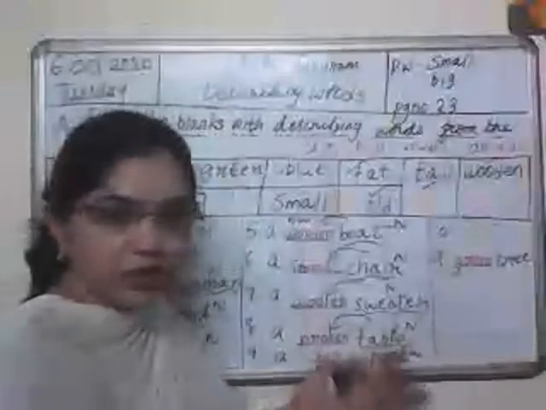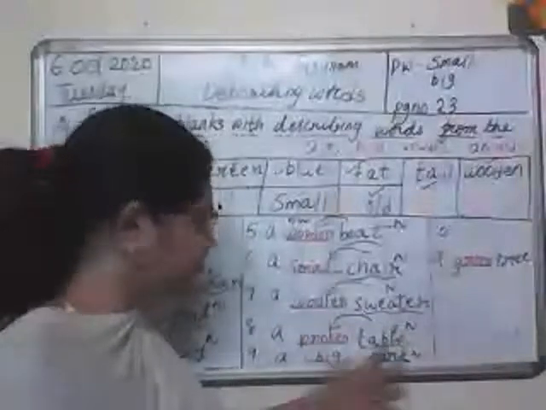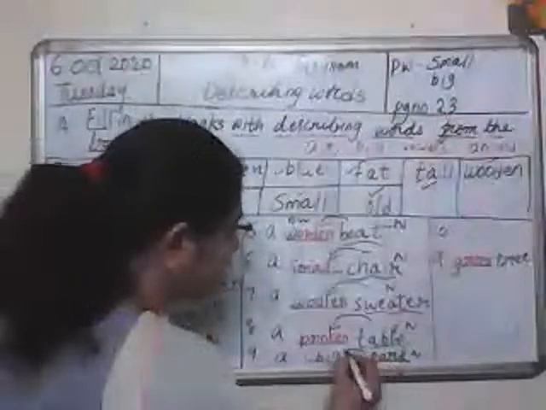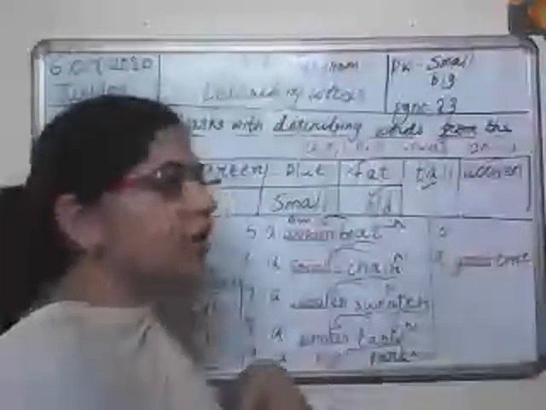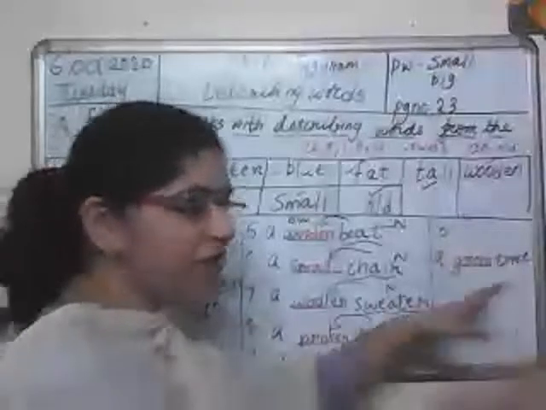Then park. Park is again a noun. It's a place where we go and play, so it is a noun. And I'm describing park as big park, where I have enough space to go and walk and play and do all the fun I want.